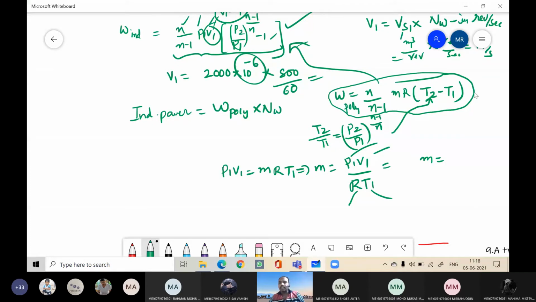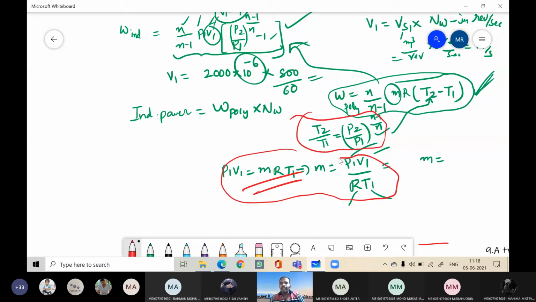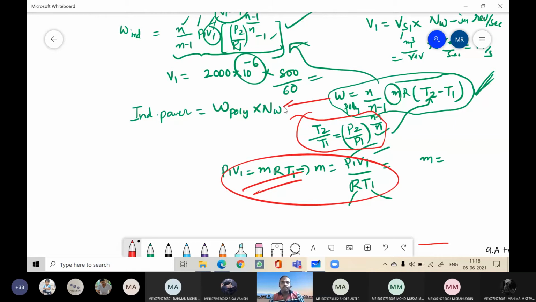All of you please concentrate. It is okay? Now the only unknowns are T2 and m. T2 can be calculated like this, m can be calculated like this. T1, V1, and this is T2 by T1. So by using these two we can calculate m and T2. Once you know m and T2, nothing is there, just simple substitution. Work done. After getting work done, multiply with the number of working strokes, then you will get the power.